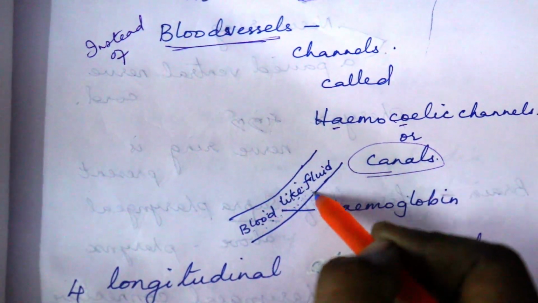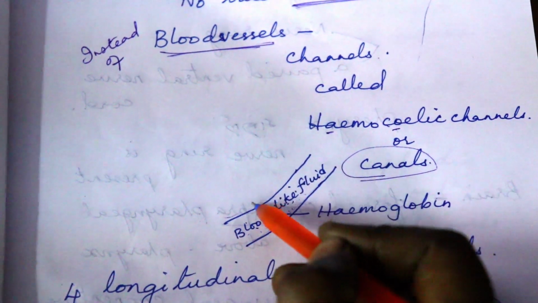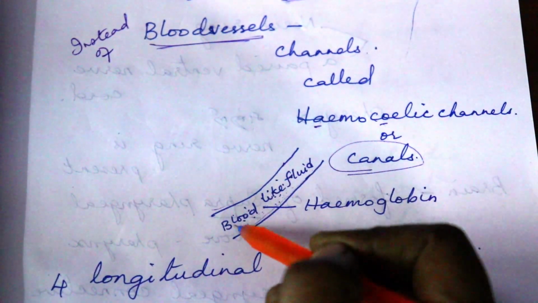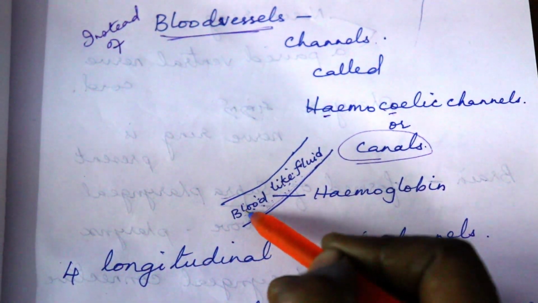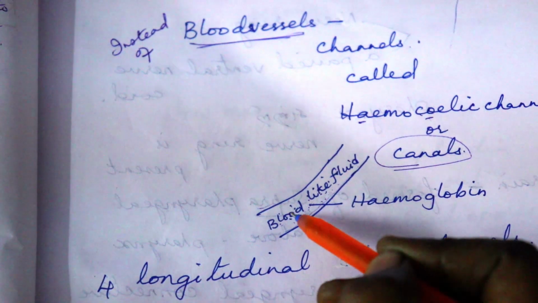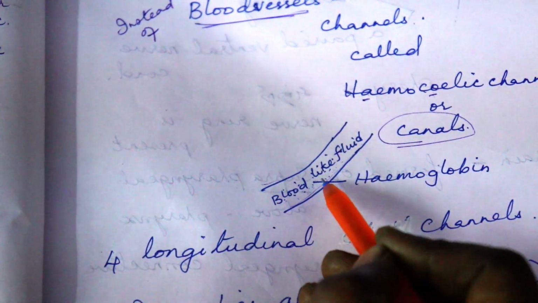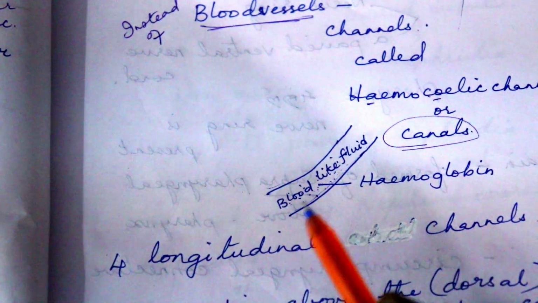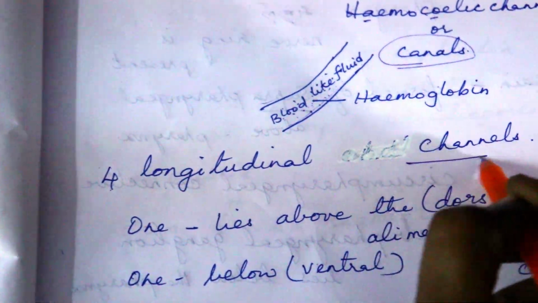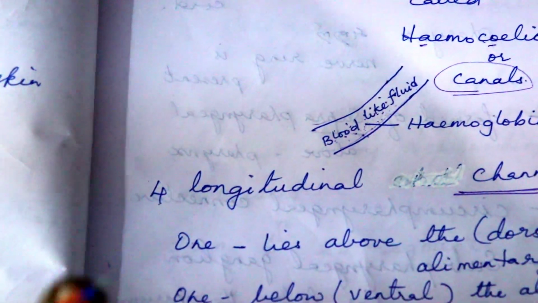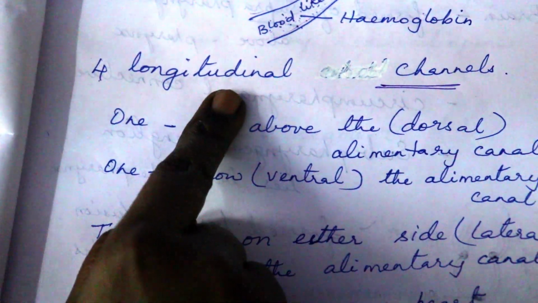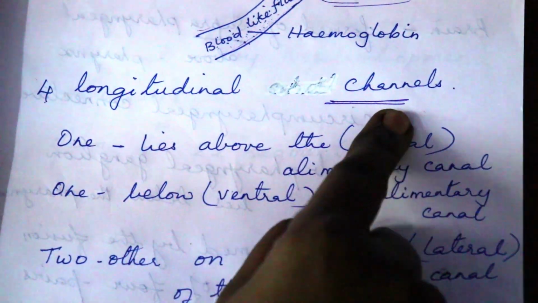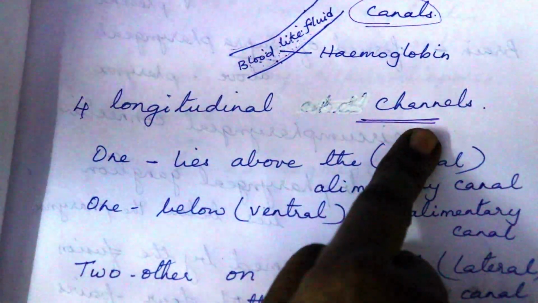So imagine that this is a blood vessel, no blood vessel பார்த்துட்டோம், haemocoelic vessel-னு வச்சுக்கோங்களேன். அதுக்கு உள்ள blood like fluid is present, but in this blood like fluid haemoglobin is present. Okay, now this is actually by 4 longitudinal channels. 4 longitudinal channels are there சொல்லி பார்த்தோம் இல்லையா.